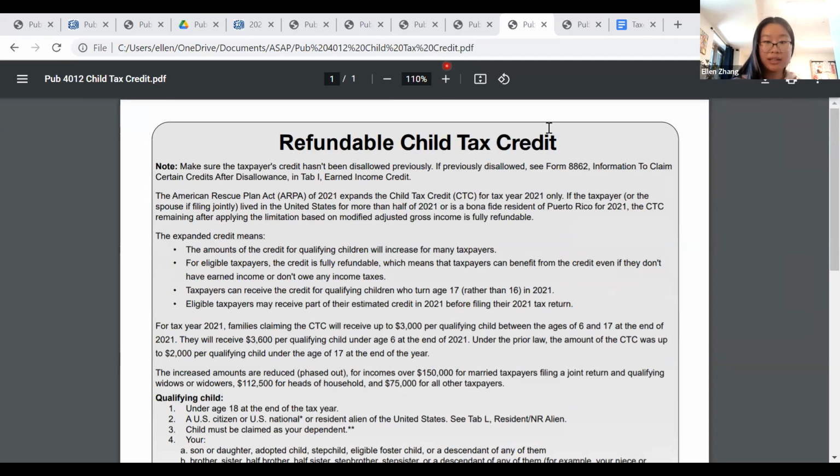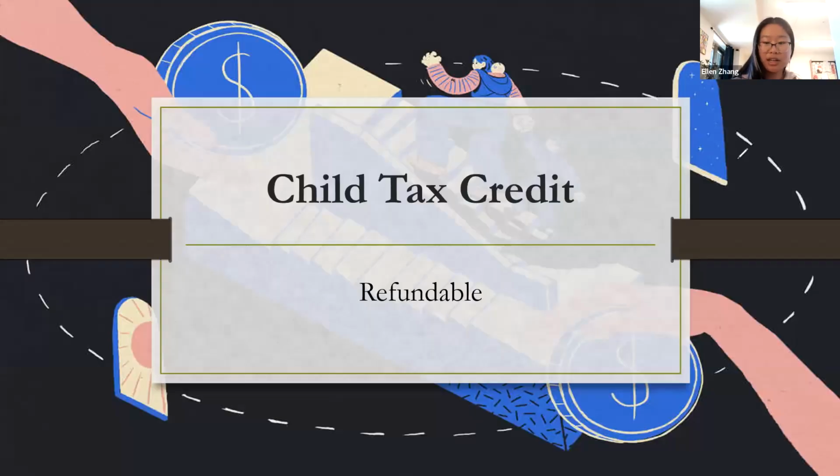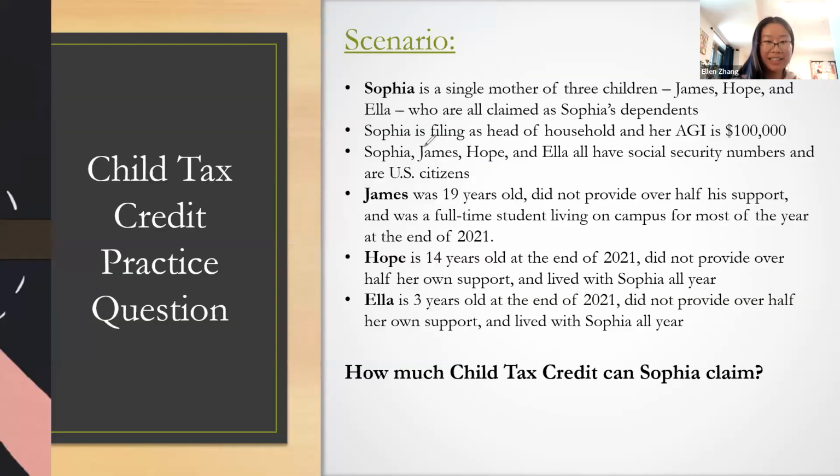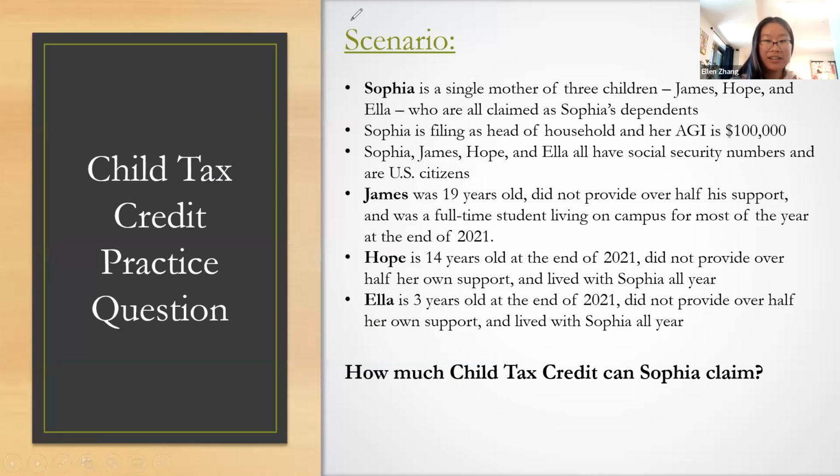I say that because now we're going to do a practice problem for the child tax credit really quickly because we don't have that much time left, which is my bad. But here is another scenario. We have Sophia and her 3 children. You can go ahead and read that on your own, but the main question is, how much child tax credit can Sophia claim? I'll give you guys around 2 to 3 minutes to try and figure that out.